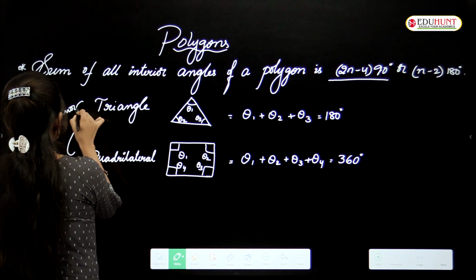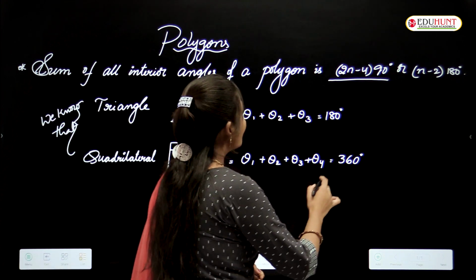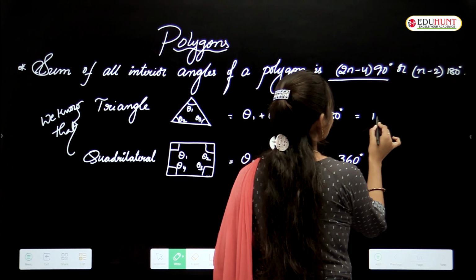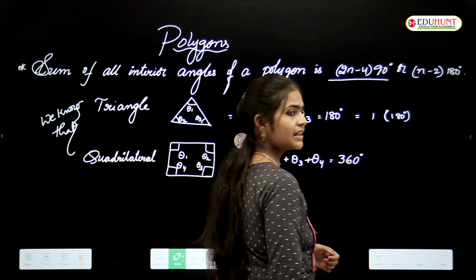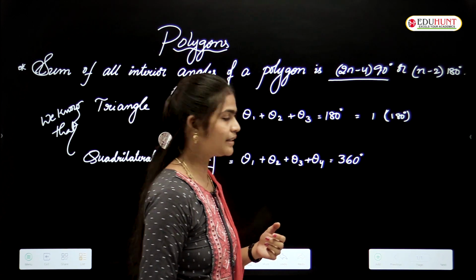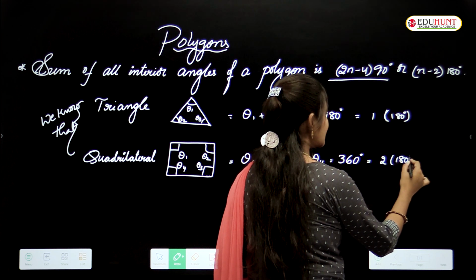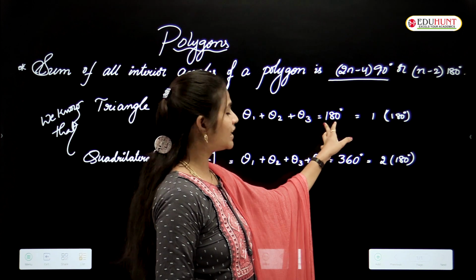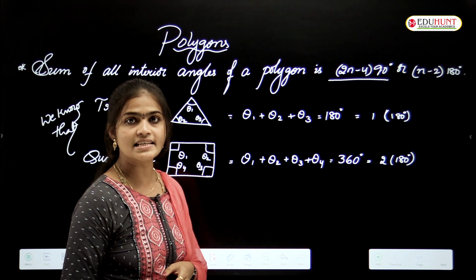We know these 2 conditions. So 180 degrees, we can write as 1 into 180 degrees. Shall we write like that? And this one we can write as 2 into 180 degrees. Here I am taking 180 as common. This is 180 into 1 equals 180 and this is 180 into 2 equals 360.